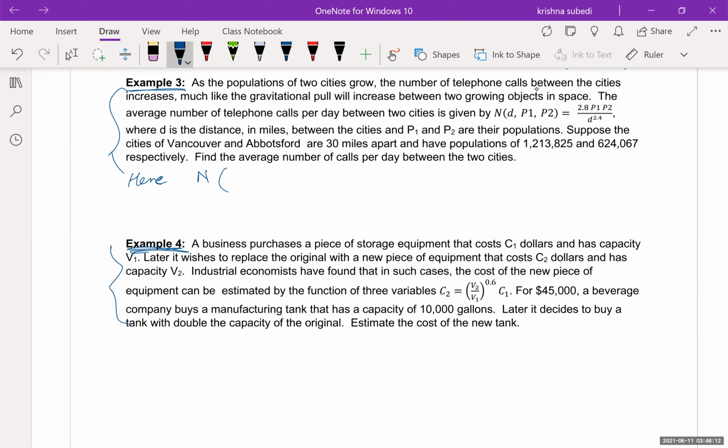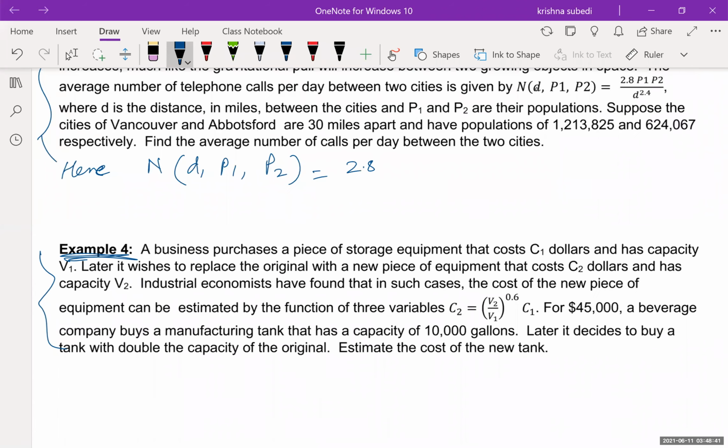As the population of two cities grows, the number of telephone calls between the cities increases, much like the gravitational pull will increase between two growing objects in space. The average number of telephone calls per day between two cities is given by N of D, P1, P2, where P1 is the population of the first city and P2 is the population of the second city, given by the formula 2.8 P1 P2 over D raised to power 2.4.